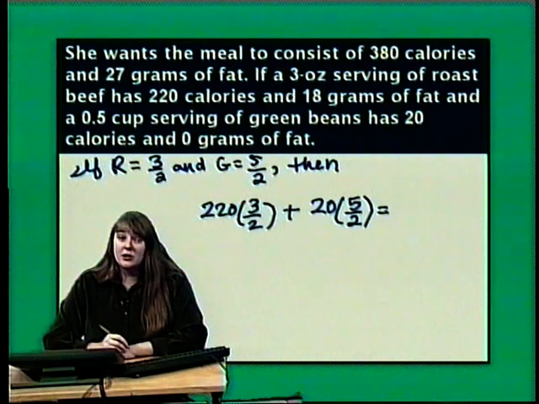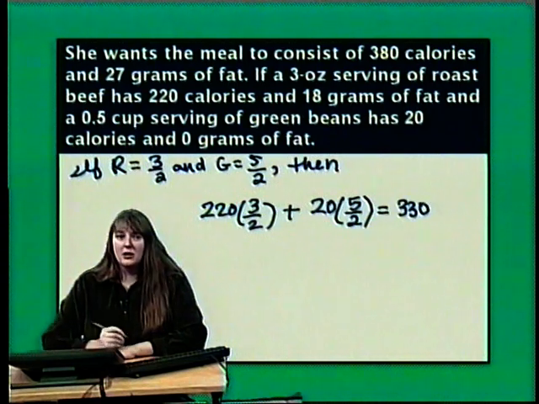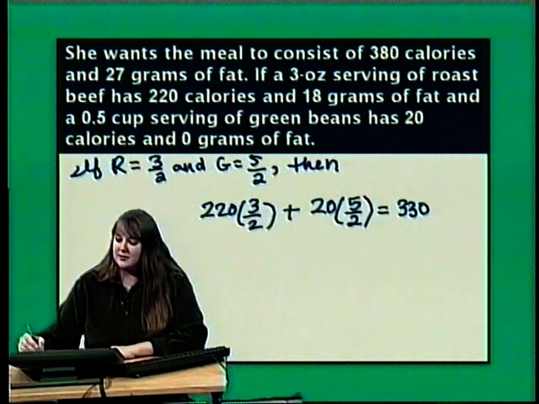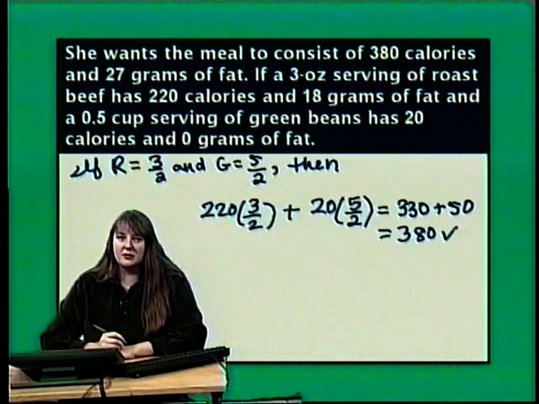Well, let's see. 2 goes into 220 110 times. 110 times 3 is 330. Looking at our second term, 2 goes into 20 10 times. 10 times 5 is 50. 330 plus 50 is 380. That's how many calories she wanted this meal to consist of. Let's check the fat content.